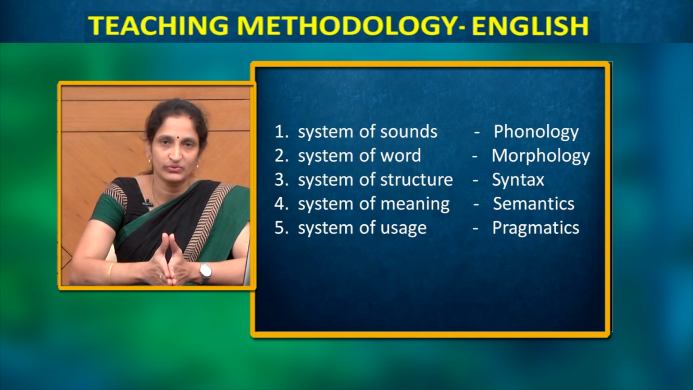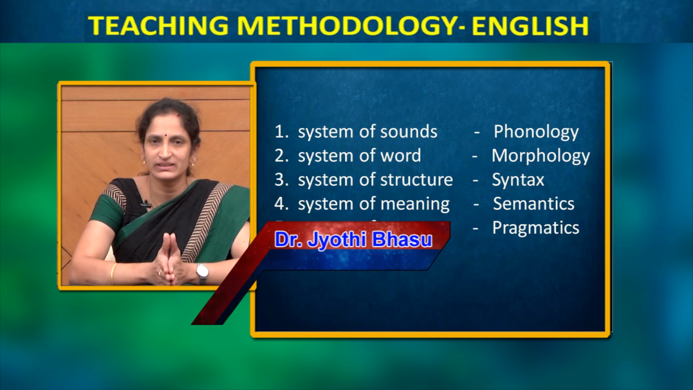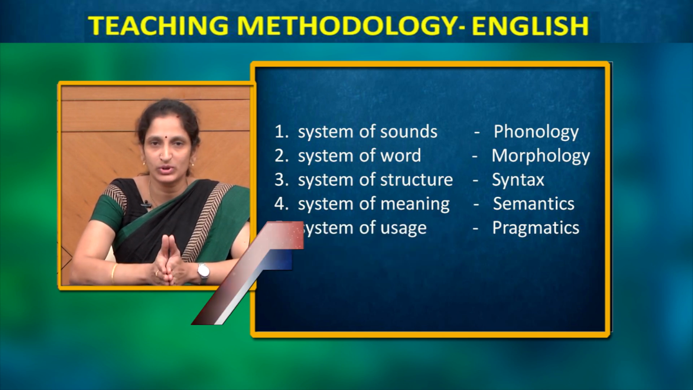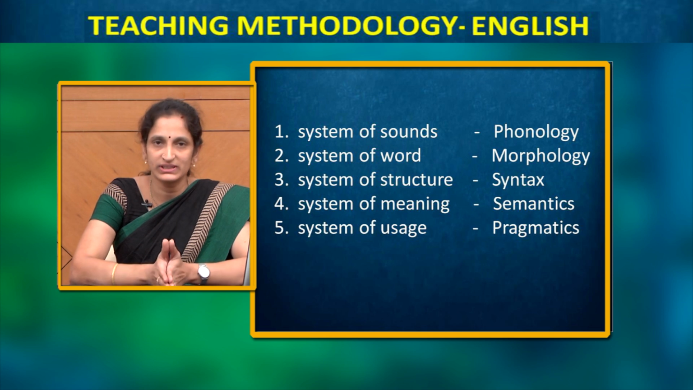Next one, the system of meaning. This is known as semantics. Exactly what you are saying should be meaningful. Then only the receivers will receive it in a proper way and give a response to the sender. If there is no meaning, definitely they are going to ignore the sender. Next one is the system of usage.